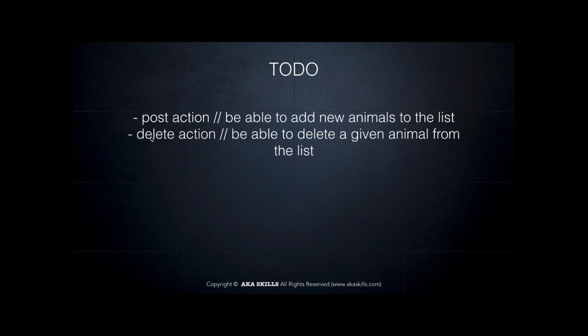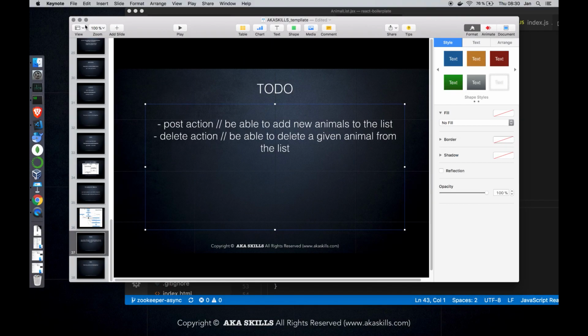Then I also want to give us the opportunity to delete animals from the list. To do so, we will simply apply a button. This button will hold an action, the delete action, and this action will correspond to the application by deleting it.